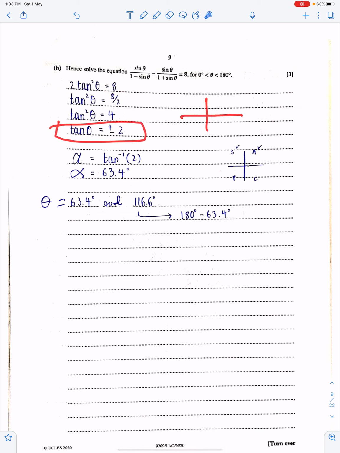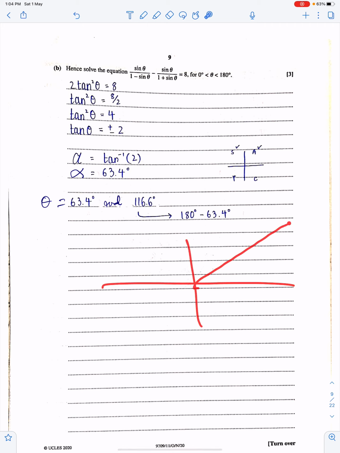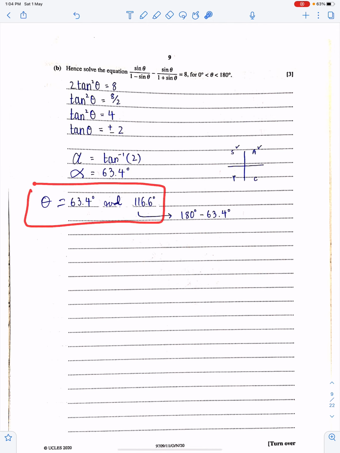This means tan is in the first and second quadrant. For this domain, you need to work only in the first and second quadrant. So this is the value of alpha, 63.4. When tan theta is in the first quadrant, the answer will be 63.4. When tan theta is in the second quadrant, the answer will be 116.6, because this is 63.4. So these are the required answers.